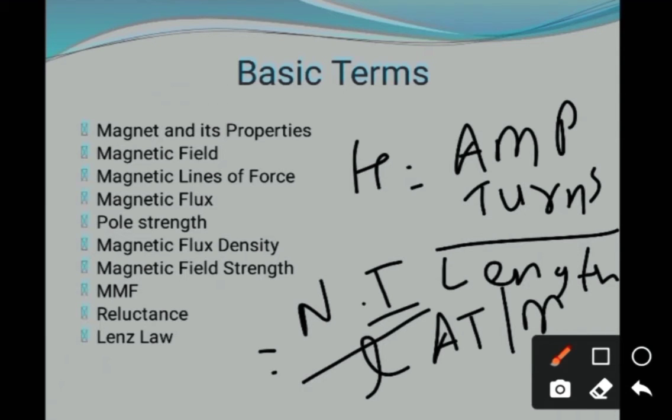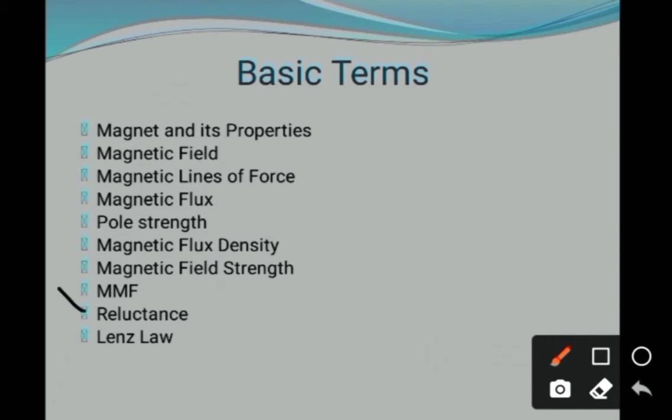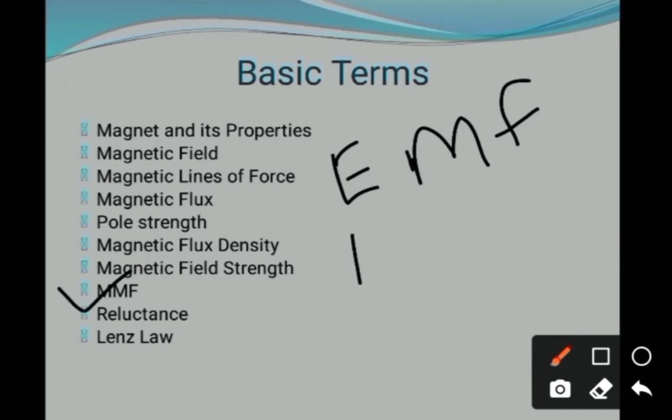Next term is MMF. It is also known as magnetomotive force. Generally we require force to move an object from one place to another place. In an electrical circuit, for the flow of electrons, we require force. That force is known as EMF, that is electromotive force. Similarly, in the magnetic field, for the flow of flux, we require force. This force is known as MMF, that is magnetomotive force.